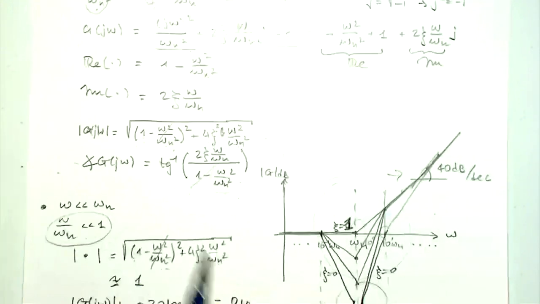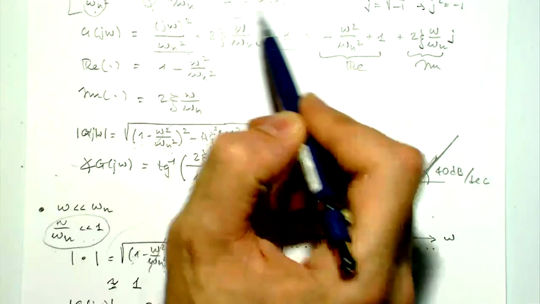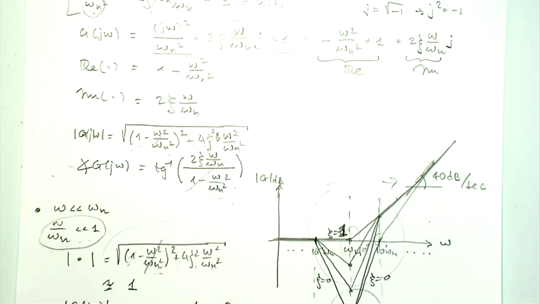Of course, we are studying now the form directly like this. So it's as if we had this term at the numerator. If instead you bring it at the denominator, you have to put a minus in front of everything.